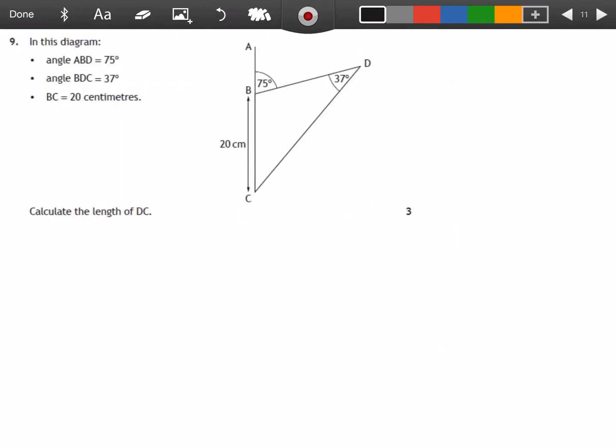Number 9. Angle, right, okay, 75 degrees, 37, 20. Find the length of DC. I'm just going to put that as a letter X, okay, that's the one we've to find. Doesn't look like a letter X, there we go.